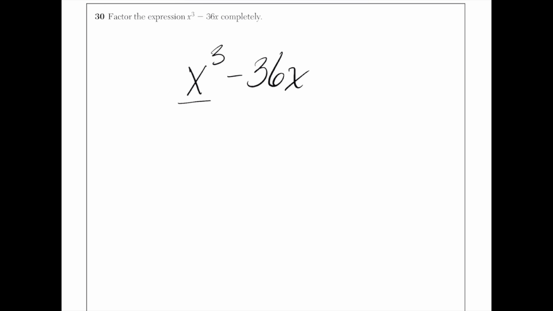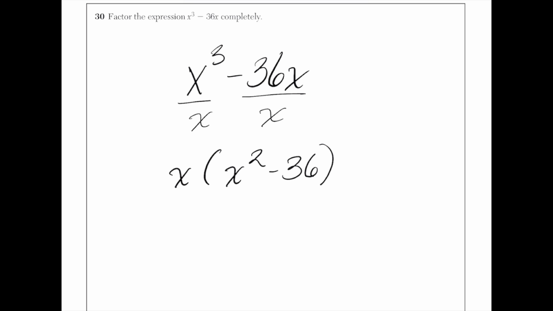I can take an x from both terms. So that's my first common factor for both terms. Okay? So typically it's going to be, in this case, just a variable. And when I factor this out, I end up with x squared minus 36. Awesome. Now from this point, I can try and think, is there a way I can factor the x squared minus 36 more?